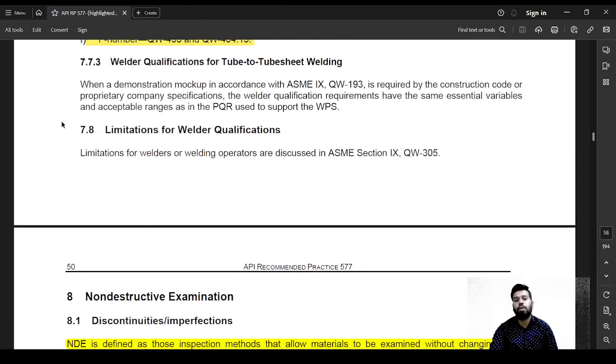So this was all for Sections 5, 6 and 7, which was generally related to welding materials, that is P number, F number, WPS, PQR and welder performance qualification. In the next video we'll go for non-destructive examinations: the types of non-destructive examination that can be done on a weld, and what kind of defects you can identify by what kind of non-destructive examination. So that's it for this video. In the next video we'll go for Section 8, that is non-destructive examination.